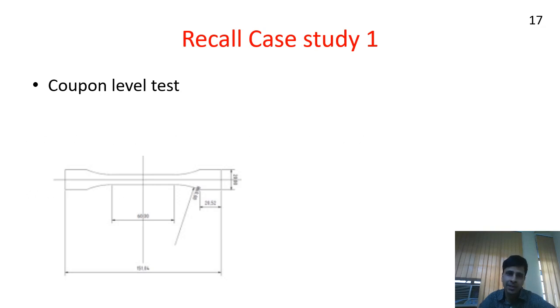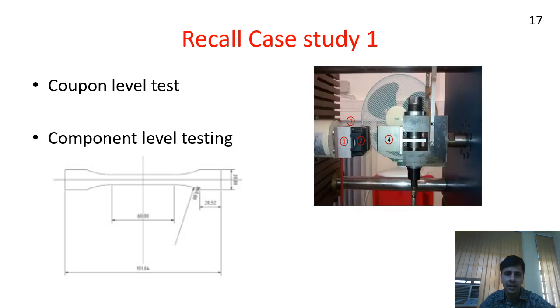Now, if you recall our case study 1, we had discussed that there was a coupon level test to find the material properties, but there was also a component level test. If you remember, we have done this, where this is my Pinocchio, as we had called it. This is my industrial test case. This is the special rig that was designed, but the coupon level was a rather simple coupon which was tested based on some ASTM standard.